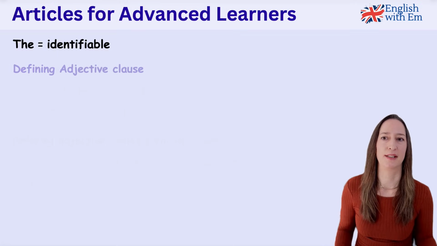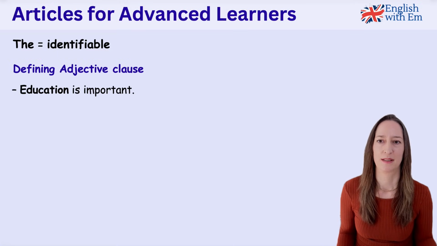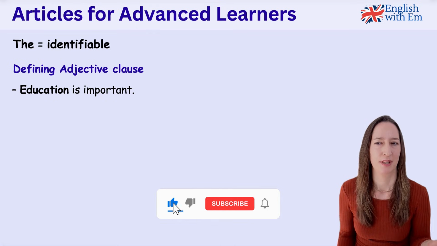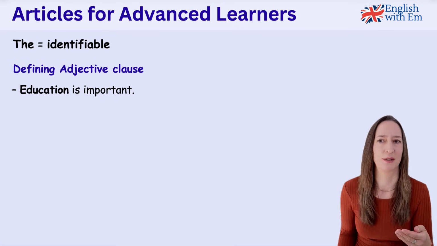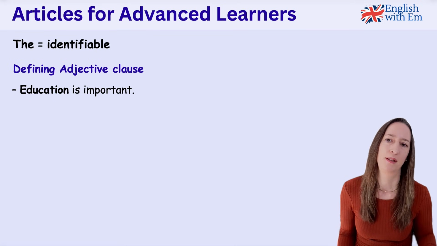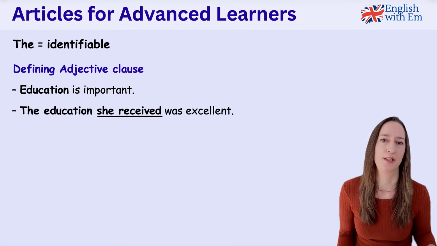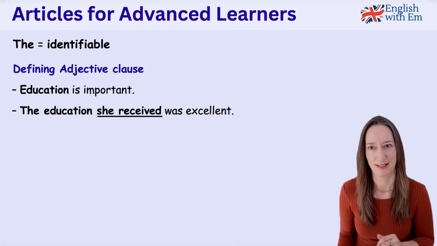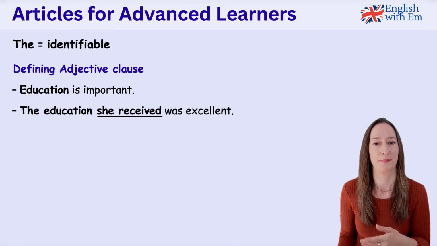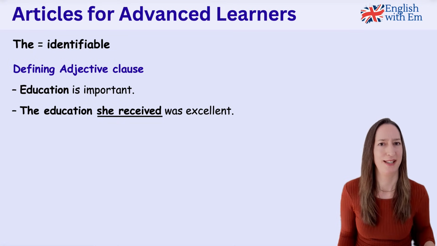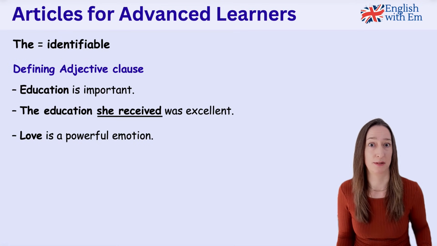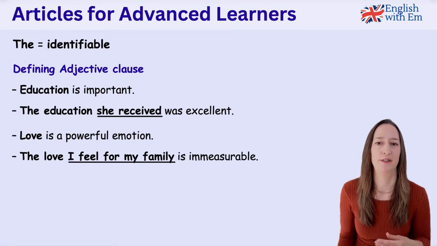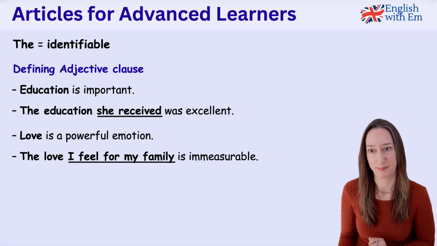Let's take a closer look at the defining adjective clause. So, education is important. Here we're talking about education in general. We're not defining it, so we don't use any article. But the education she received was excellent. So here we're being specific. Which education? The education she received. Love is a powerful emotion. Love in general, no article. The love I feel for my family is immeasurable.